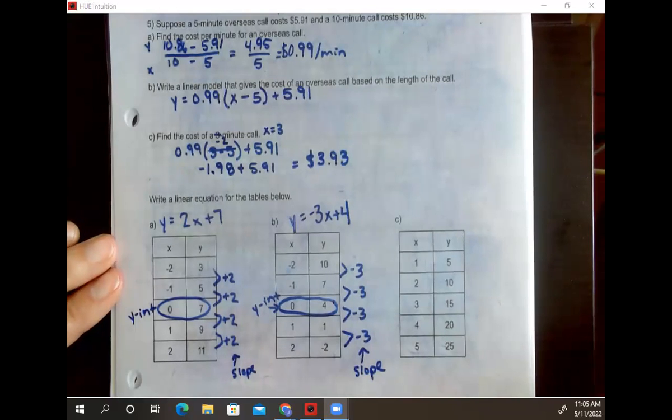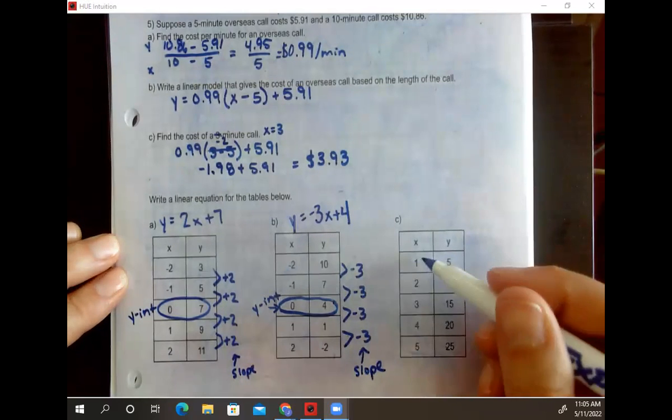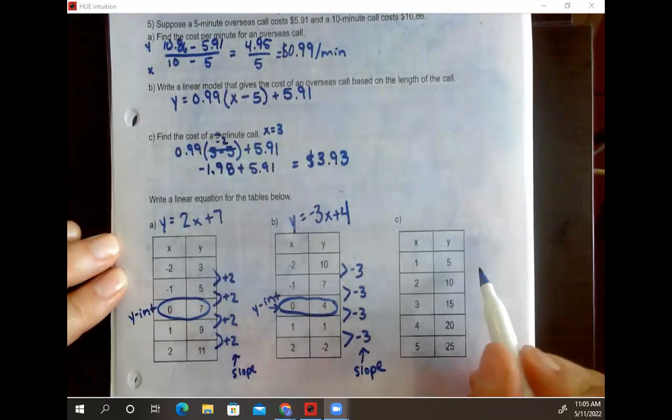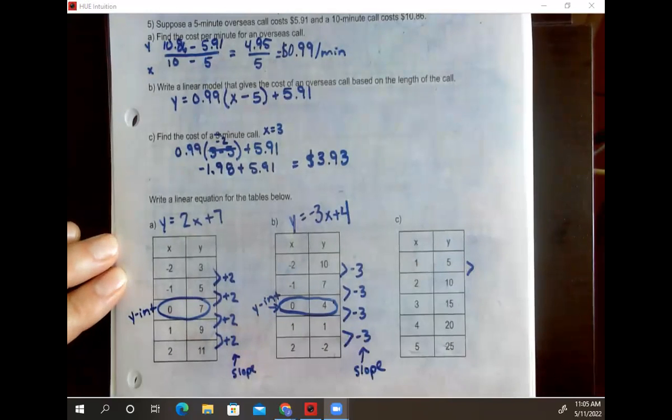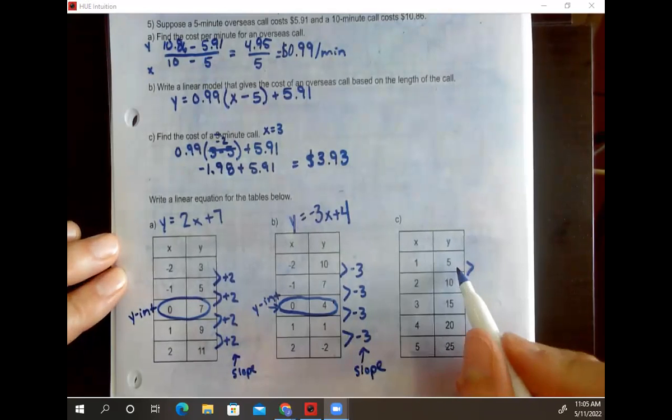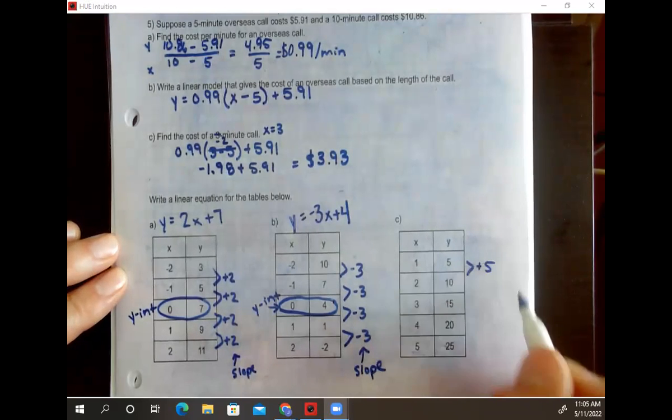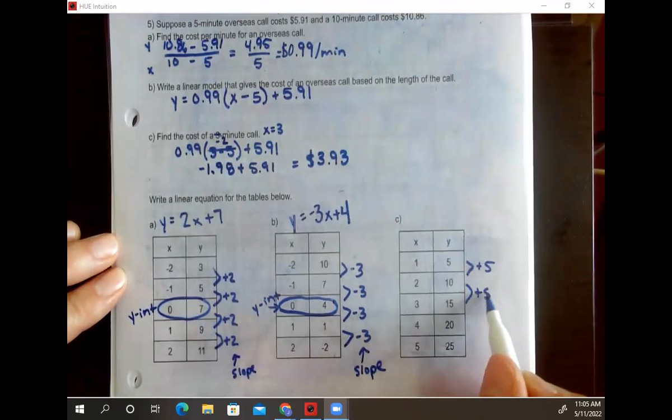For our final table, again, our x values are changing by 1, so I can identify the slope by looking at that change in y. If you would rather use slope formula, that's fine too. To get from 5 to 10, I have to add 5. 10 to 15, add 5. 15 to 20, add 5. 20 to 25, add 5. So that's my slope.